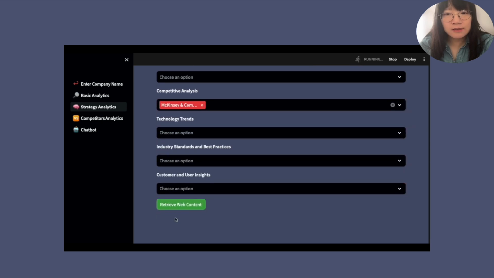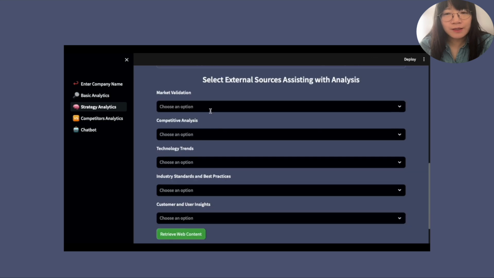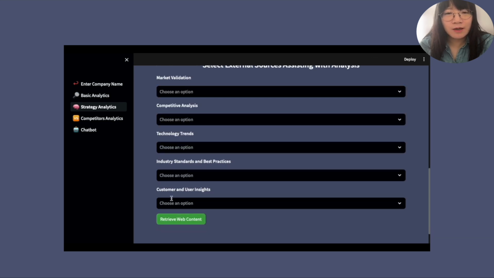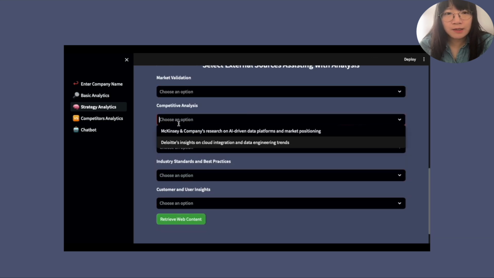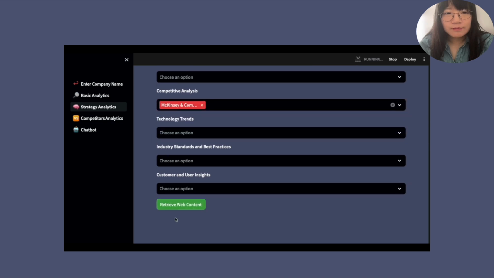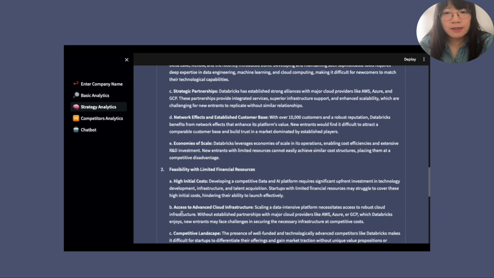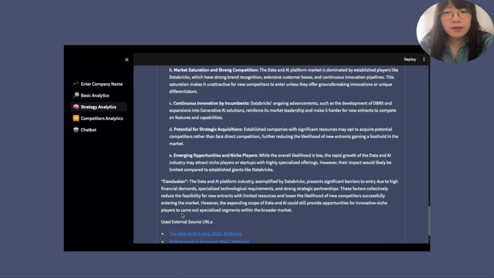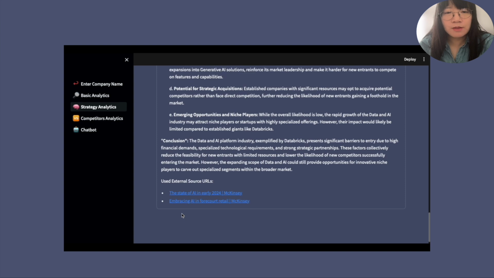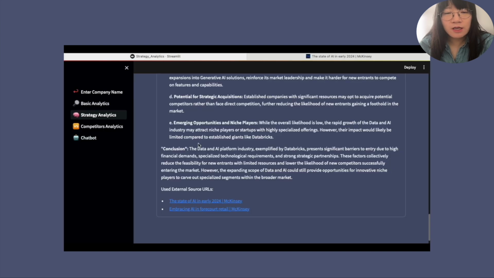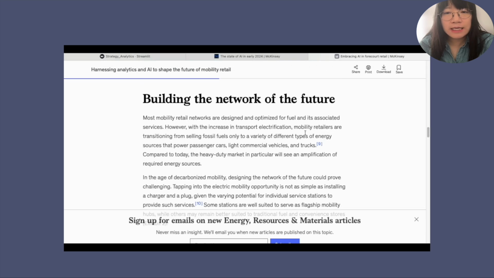The AI recognizes Databricks is an AI data platform. Let's click on the McKinsey report about AI-driven data platform market. Here is the new report. Now it can offer some more profound analysis. It tells you that AI industry now is very attractive, but still hard to challenge Databricks' position due to Databricks' current strategies. Here are the 2 reports that have been used in the analysis.